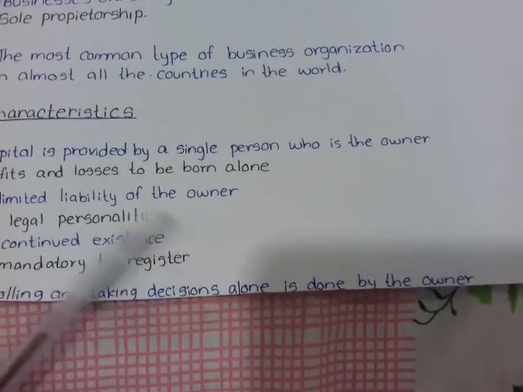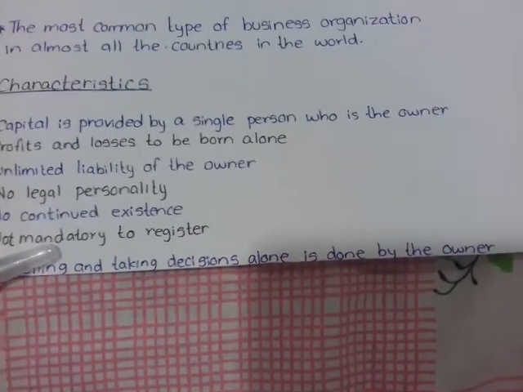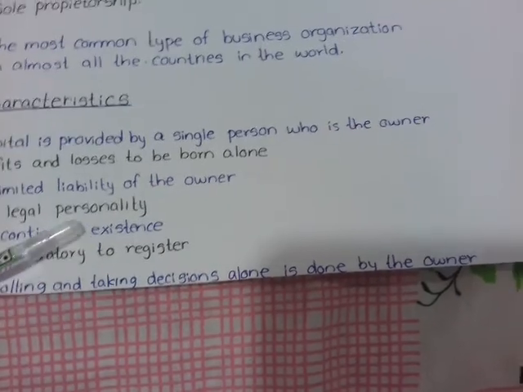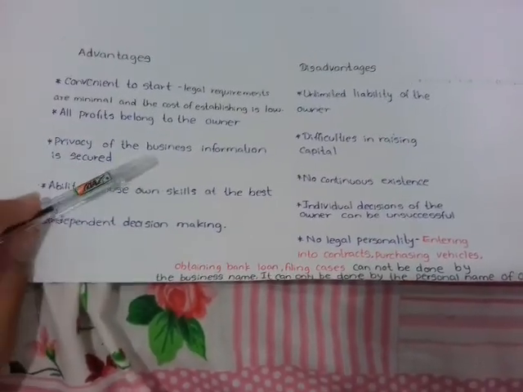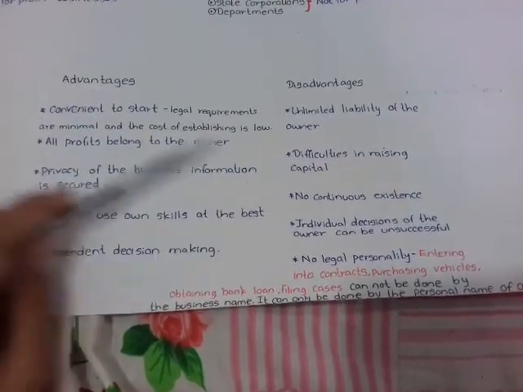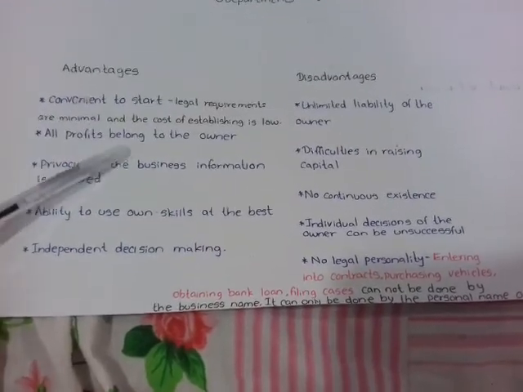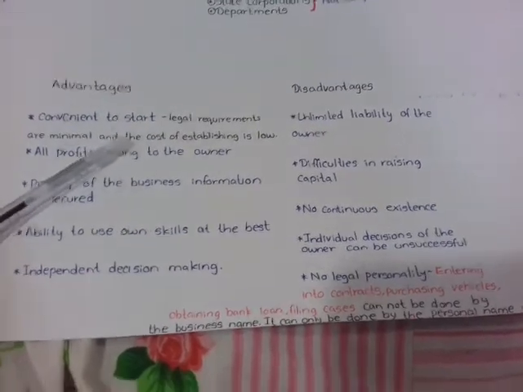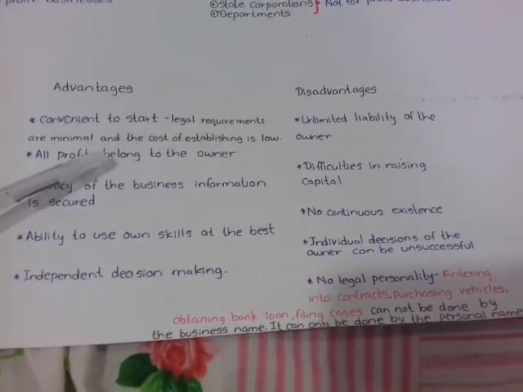As the owner is an individual, a single person, the controlling and taking decisions are done alone. So in here I have divided those characteristics we just discussed into advantages and disadvantages. So an advantage is convenient to start because the sole proprietorship legal requirements are very low.